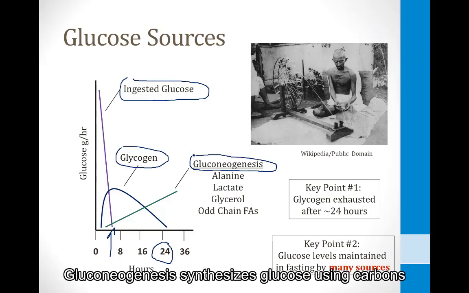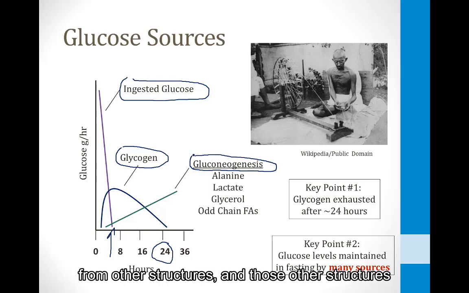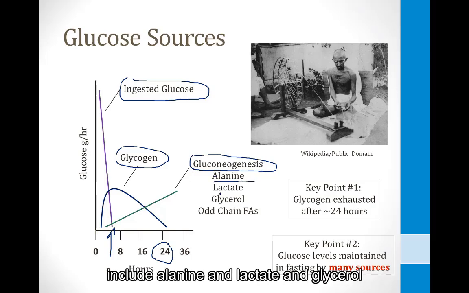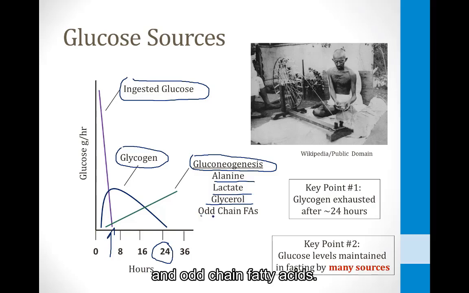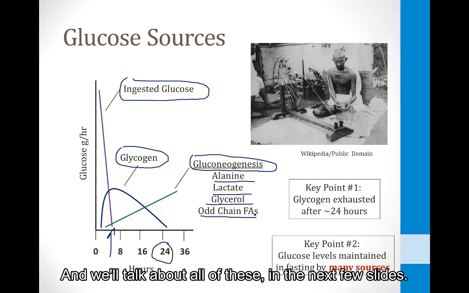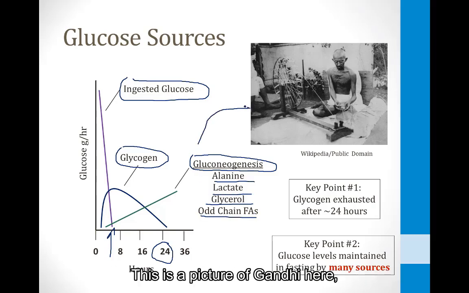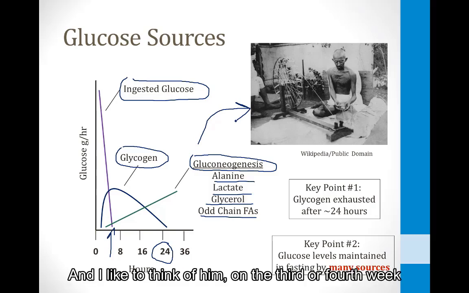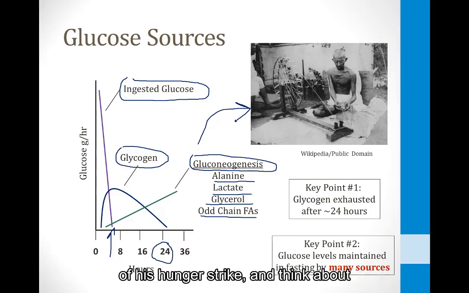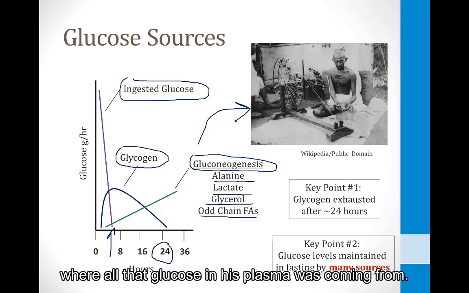Gluconeogenesis synthesizes glucose using carbons from other structures, and those other structures include alanine, lactate, glycerol, and odd-chain fatty acids, and we'll talk about all of these in the next few slides. This is a picture of Gandhi here, and if you know the history of India, you know that Gandhi used to go on weeks-long hunger strikes. I like to think of him on the third or fourth week of his hunger strike and think about where all that glucose in his plasma was coming from.